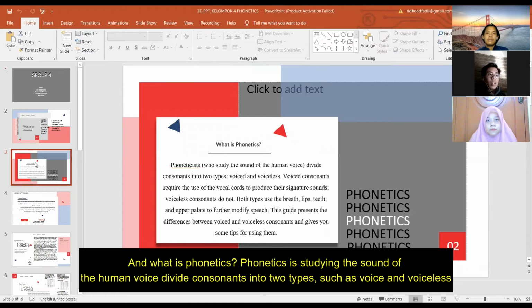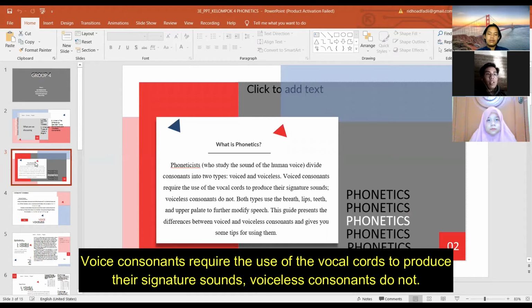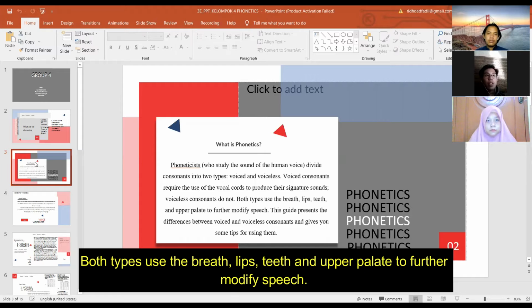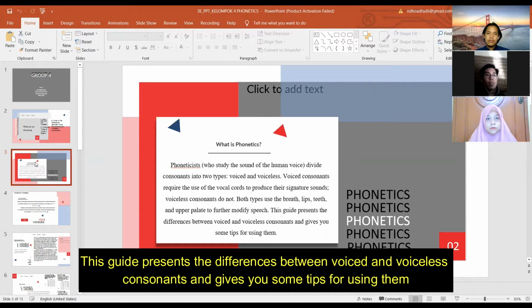And what is phonetics? Phonetics is the study of the sound of the human voice, which divides consonants into two types: voice and voiceless. Voice consonants require the use of the vocal cords to produce their signature sounds. Voiceless consonants do not. Both types use the breath, lips, teeth, and upper palate to further modify speech. This guide presents the difference between voice and voiceless consonants and gives you some tips for using them.